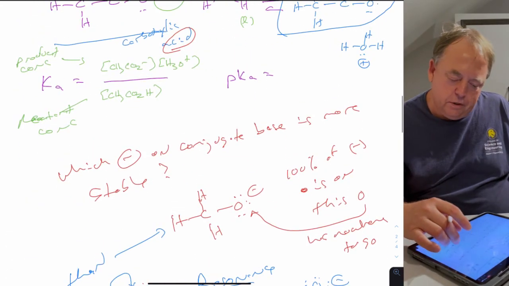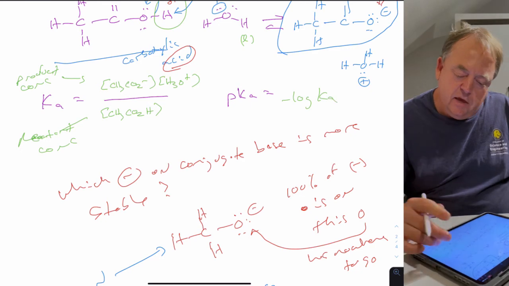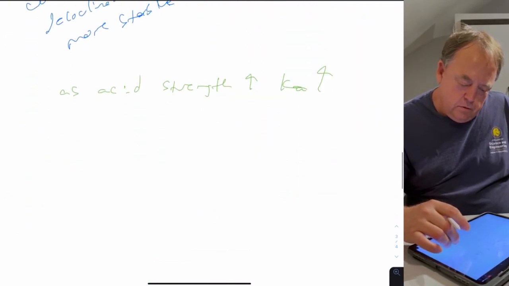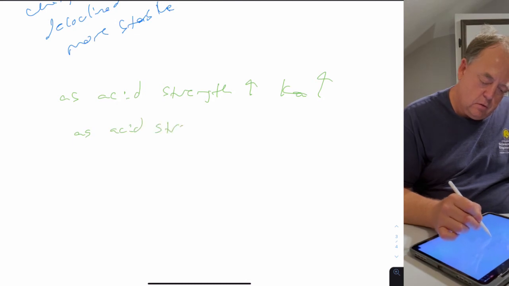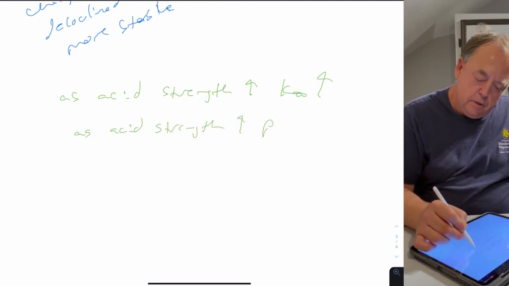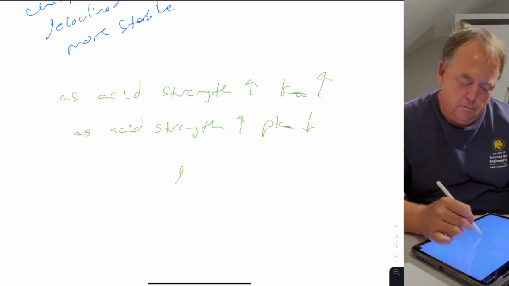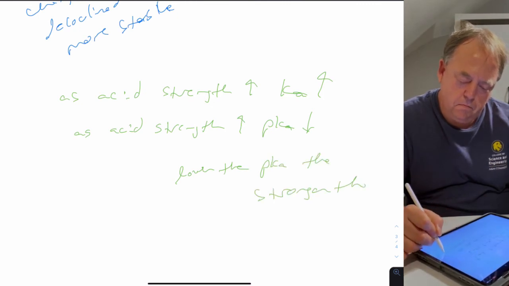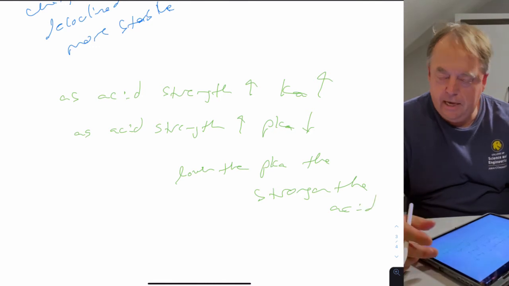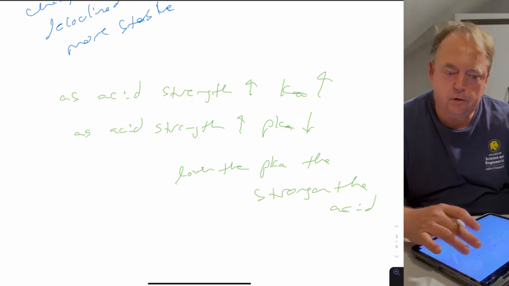And then if you remember, how is pKa defined? It's the negative log of Ka. And so as acid strength goes up, pKa is opposite, it goes down. So the lower the pKa, the stronger the acid. The higher the Ka, the stronger the acid. The lower the pKa, the stronger the acid.